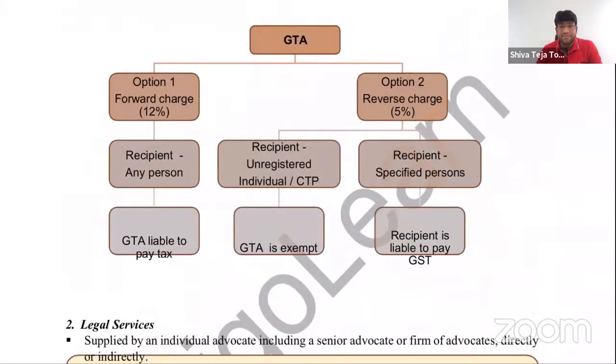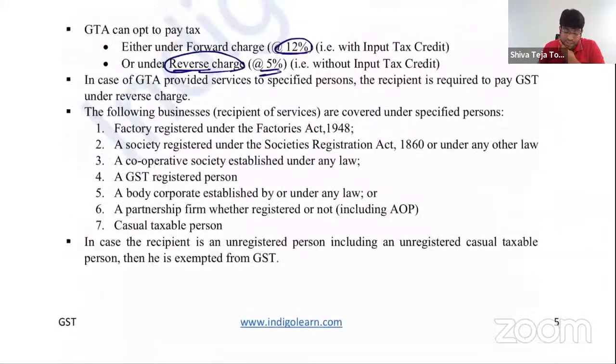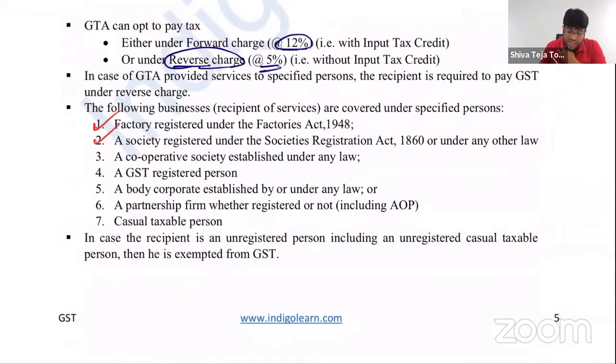See this simple summary. GTA, option 1. What is GTA? Goods Transport Agency. What is option 1? Forward charge 5%. Option 2, RCM, forward charge 12%. RCM, 5%. But if the receiver is an unregistered individual and so on, it is exempt. Only a specified person is liable. Who is a specified person? Factory, society, corporate society, registered person, company, partnership firm, casual taxable person.